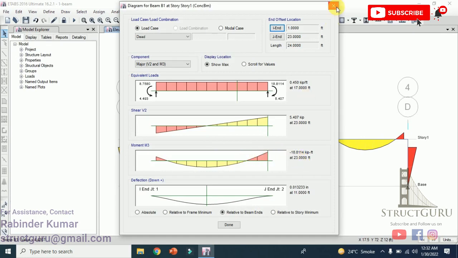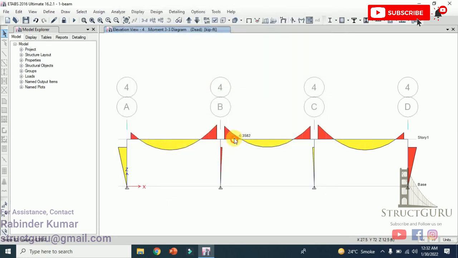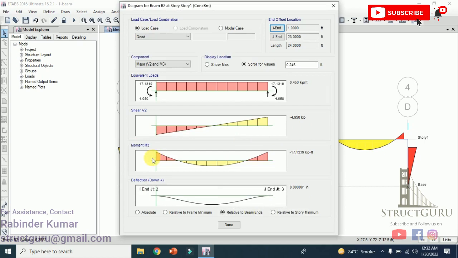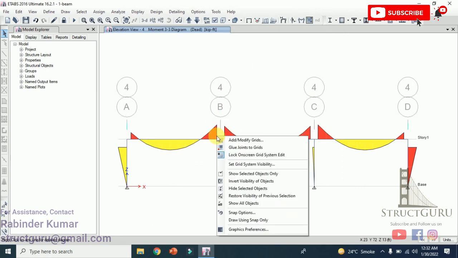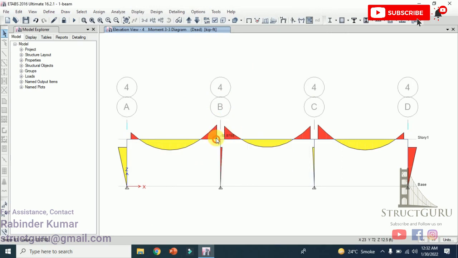So 18 from the left span, and 17.31 from this side. On this intermediate support we are getting a bending moment of -18.07. But if you model it in a continuous manner, you are getting a bit higher bending moment. So more or less it gives you the actual picture.